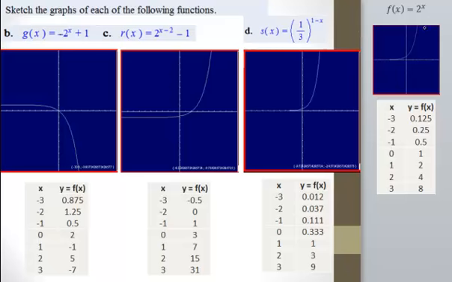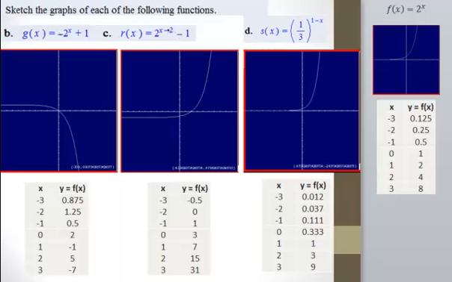You remember how it used to look like this? So if we reflected, it would go this way. But if we shifted it up 1 unit, now it's passing through the origin. Okay, look at the next one. 2 to the x minus 2 and then minus 1.